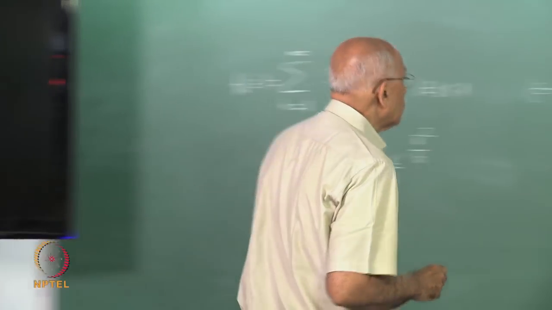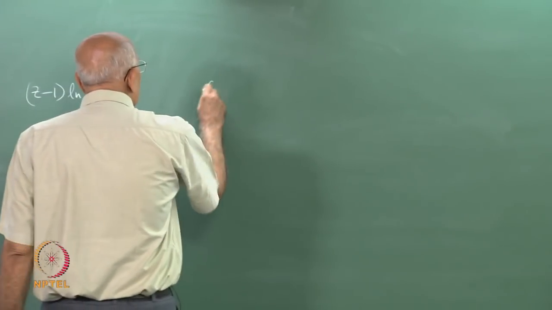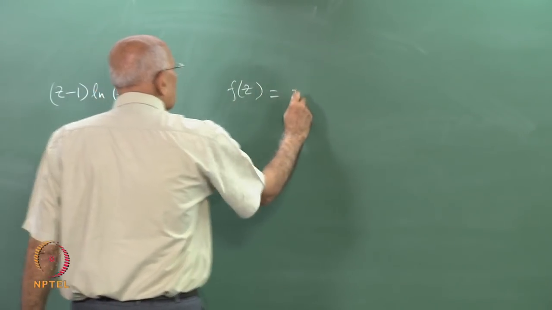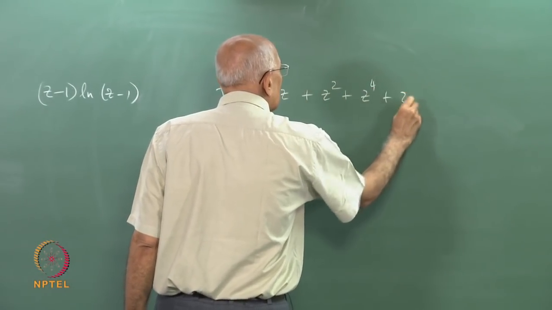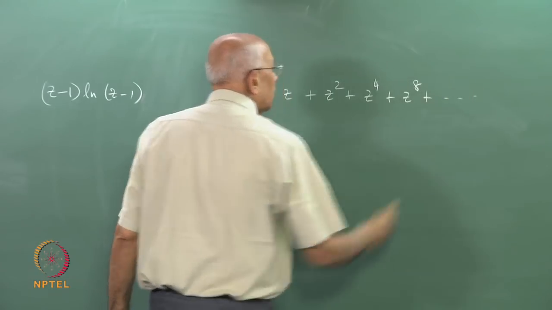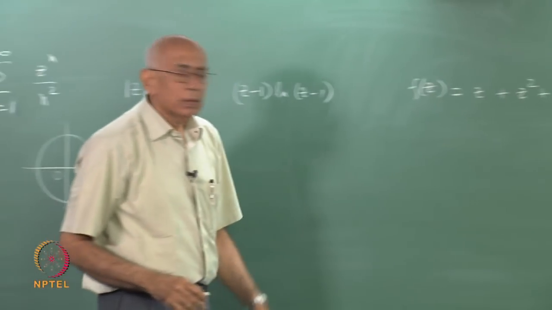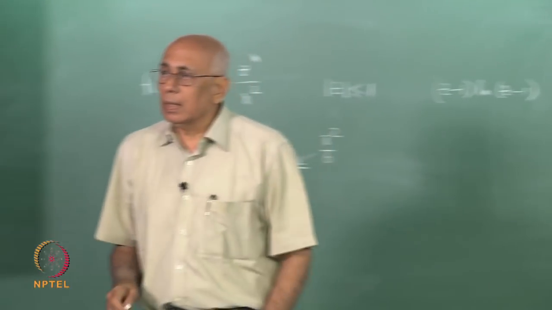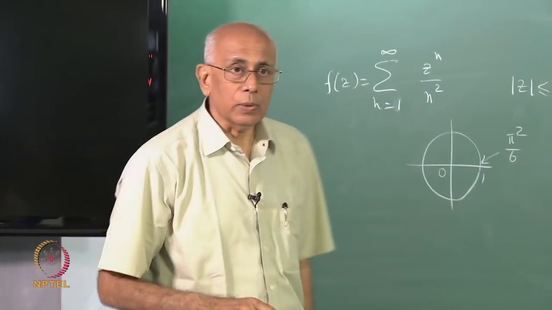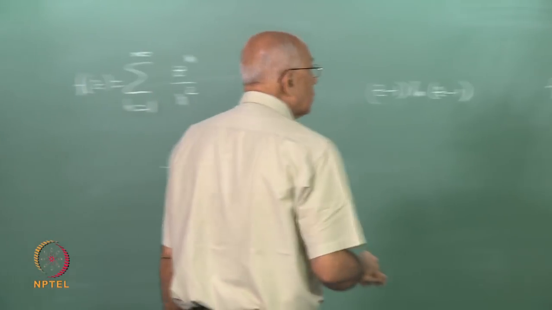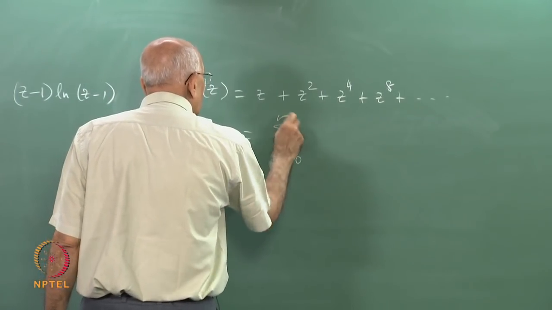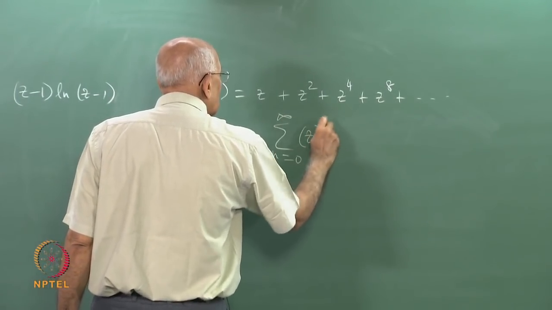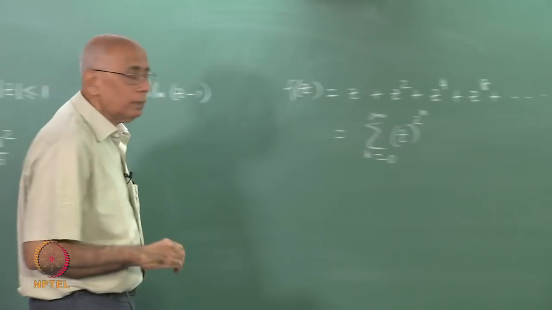For instance, suppose you took the series f of z equal to z plus z squared plus z to the power 4 plus z to the power 8, etc. So the powers of z are 2 to the power n, as you can see. And now what is going to happen? So this is equal to summation n equal to 0 to infinity z to the power 2 to the power n.